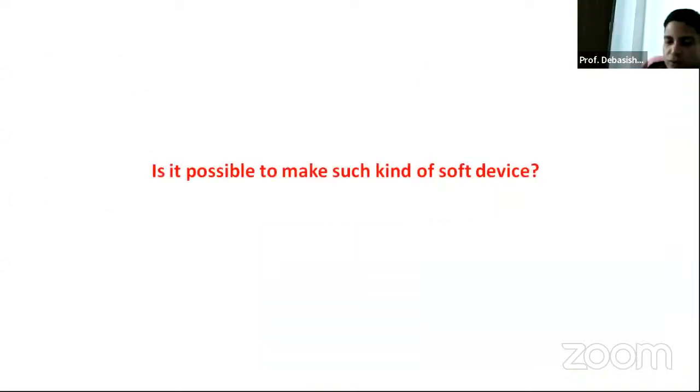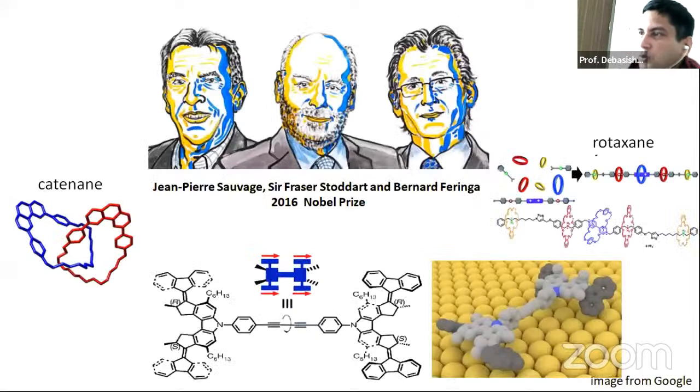Okay, and now the question is, is it really possible to make such kind of soft devices following the biological system? I'll share this slide, and the answer is yes. Actually, these three persons, Sauvage, Stoddart, and Ben Feringa, received a Nobel Prize in 2016 for making this kind of soft robot following the biological systems.